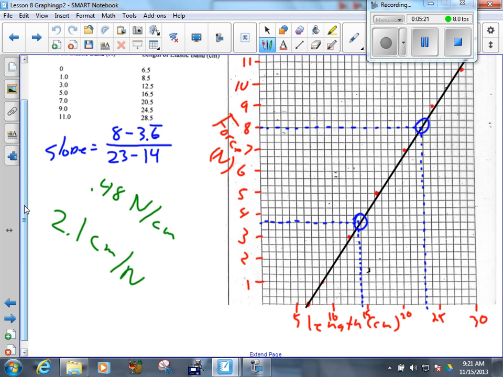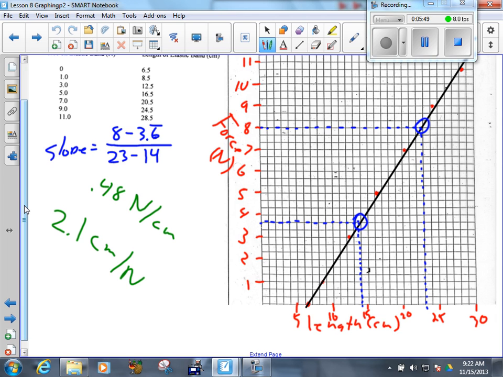Yes, that's what we said at the beginning, right? We said we're going to say that they picked lengths and measured the forces at those lengths. If you did it the other way, you would have got somewhere around here, 2.1. So let's say between 2.8 and 2.3, 2.4. Yeah, so you're good.